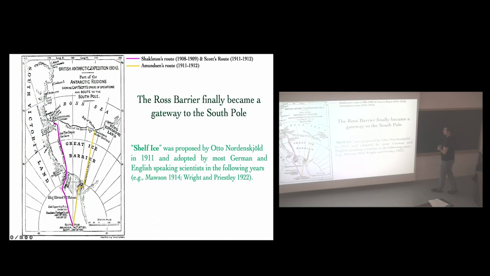So shelf ice was proposed by a Swede called Otto Nordenskjöld, approximately at the same time as people went to the South Pole. And it was quickly adopted by most German and English-speaking scientists in the following years. For example, Mawson named an ice shelf like this in 1914. And Wright and Priestley wrote a very famous book called Glaciology in 1922 that was really a reference at the time, and that propagated the name shelf ice among the scientists and explorers. And after the World War, they reversed. Shelf ice became ice shelf, and it became the standard name until now.